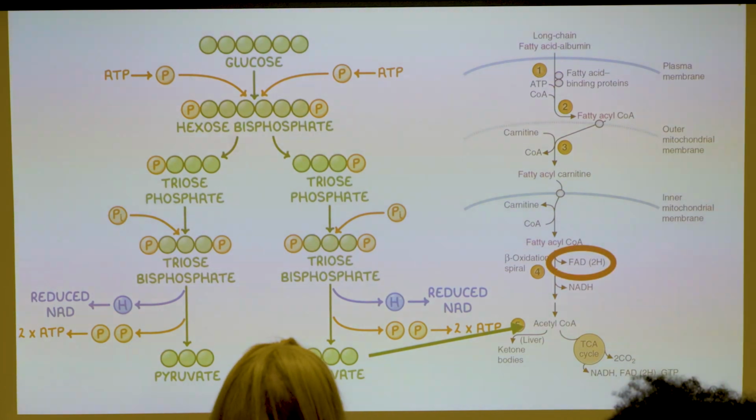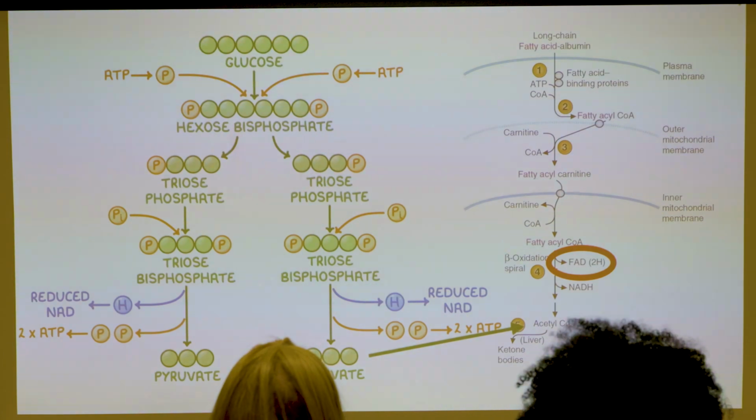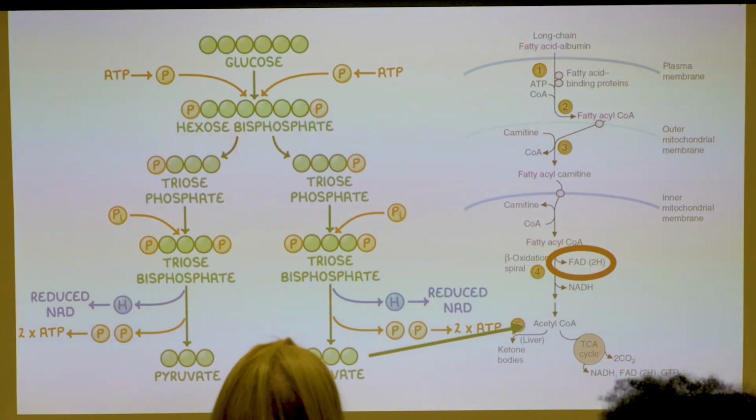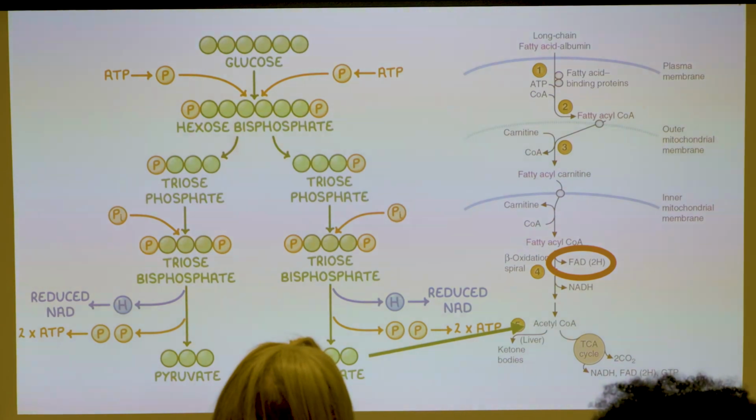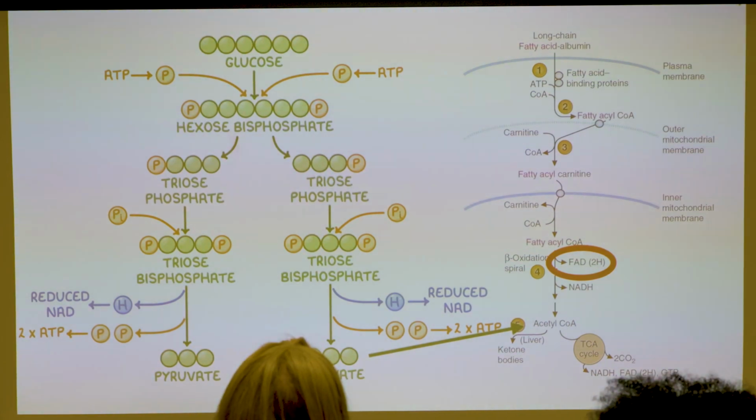What's FAD? We're here for an NAD course, but FAD is flavin adenine dinucleotide. It always gets forgotten. But if you don't look at that, I'm sorry, but you haven't got a clue what you're doing when it comes to planning NAD. They are there at the same time, right next to each other for a reason. Not just in this, but in other things as well.